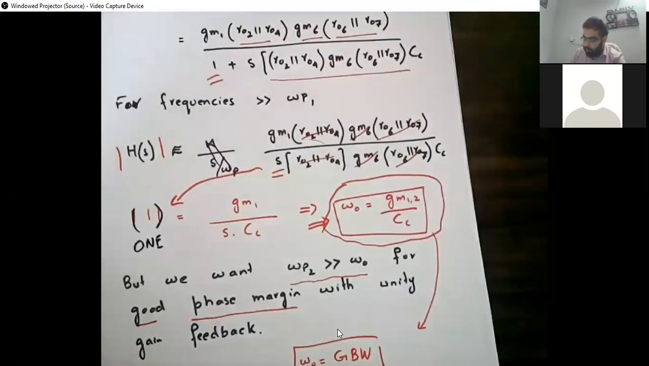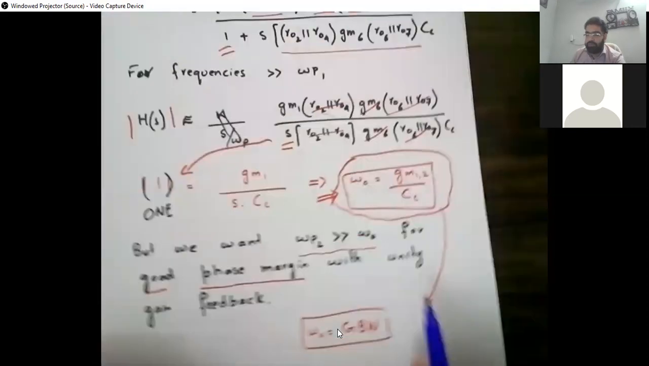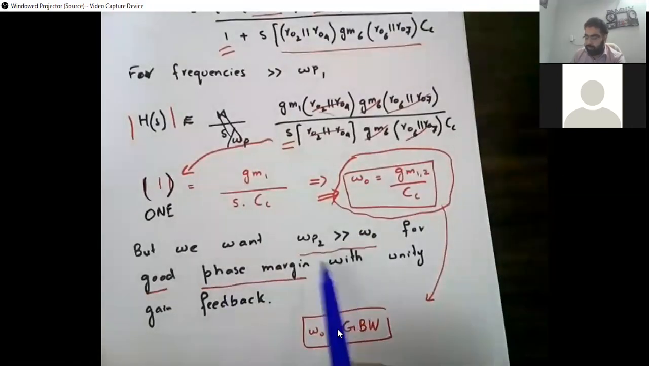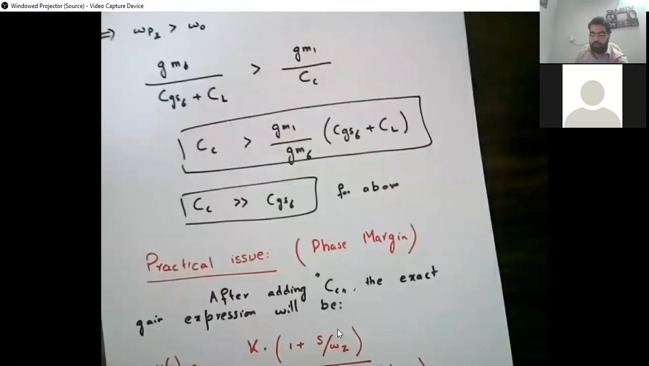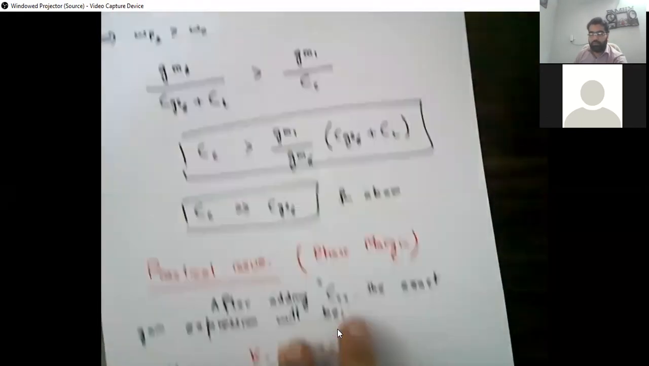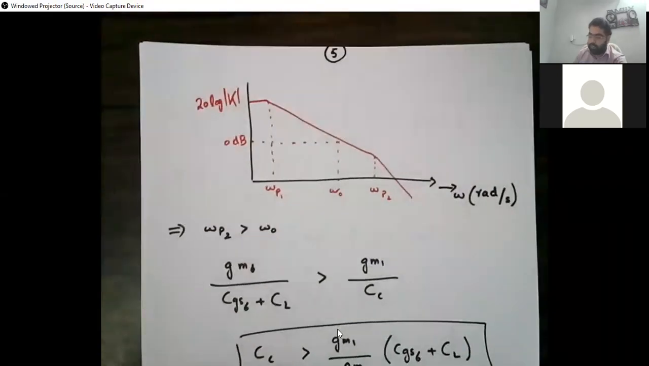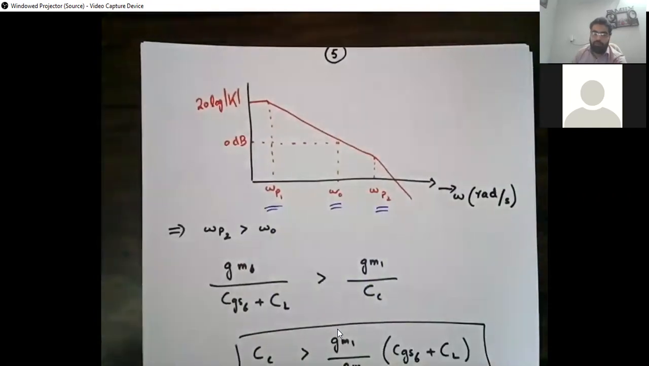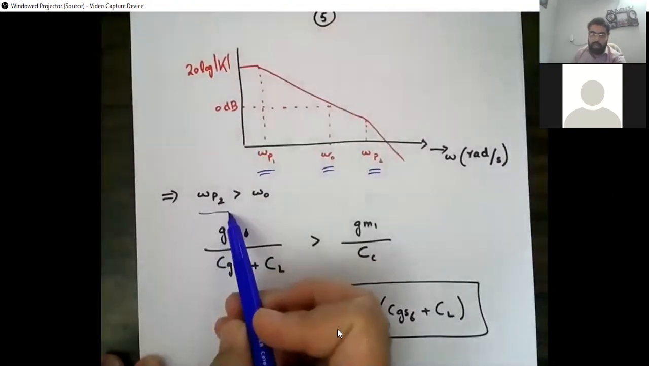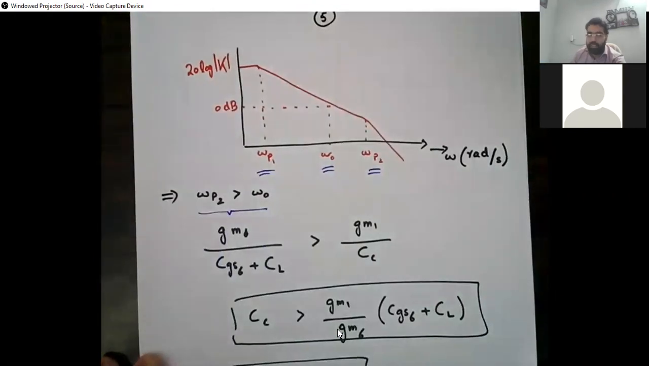So we reach this point. We want omega P2 to be very much bigger than omega naught for a good phase margin. For that, we just need to place the values and observe this. This is the plot: omega P1, omega naught, omega P2. We know the values of everything here. Omega P1 is known to us, omega naught, omega P2, and also K. So we want this condition, omega P2 very much bigger than omega naught.